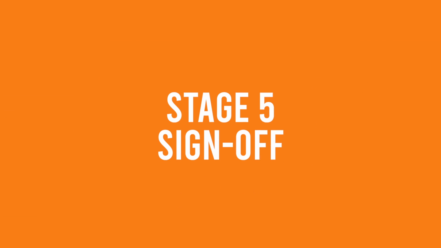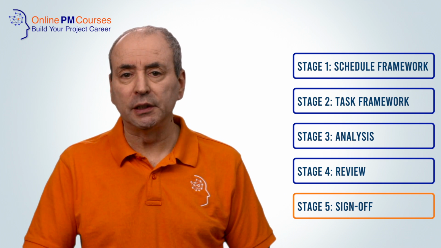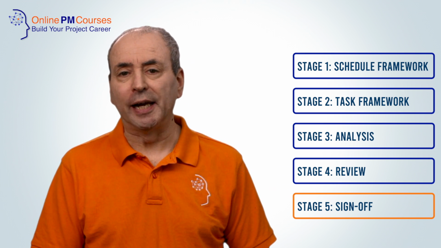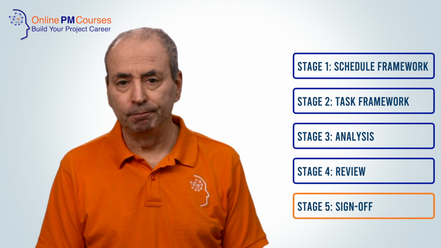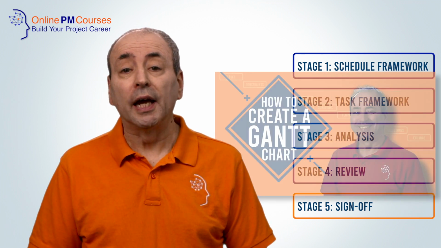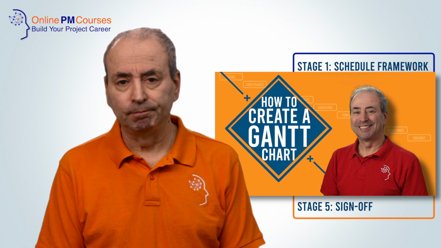Stage 5, sign off. Once you have all of the comments from your reviewers, you are ready. Step 18 is to create your final draft. This is likely to take the form of a Gantt chart, so do take a look at our companion video on how to create a Gantt chart.